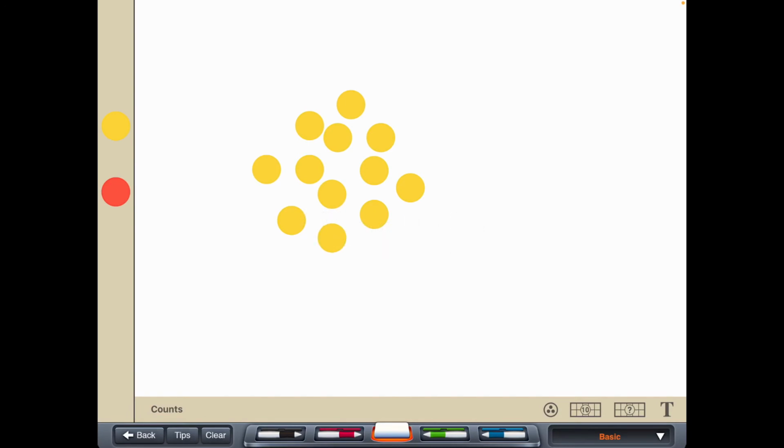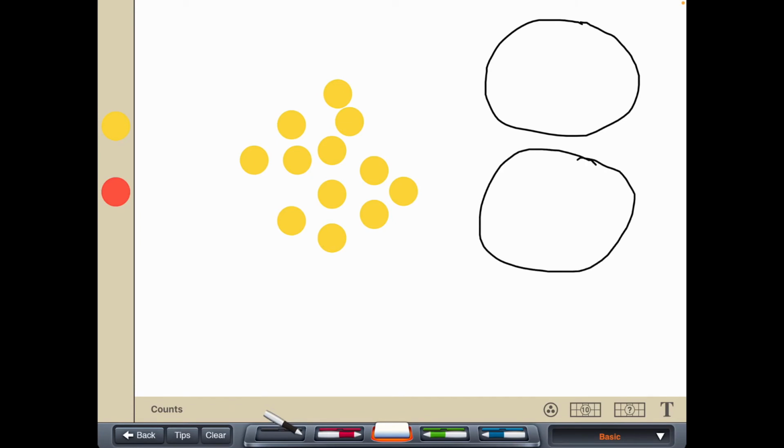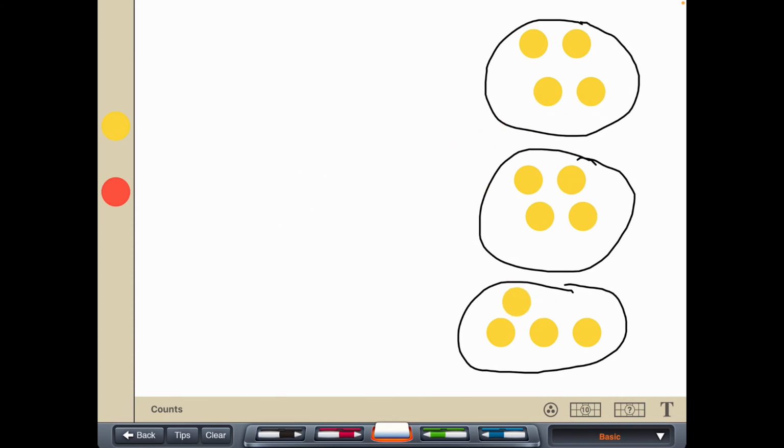Here is our group of counters. Let's see how many we have. We've got 1, 2, 3, 4, 5, 6, 7, 8, 9, 10, 11, 12. And we're going to split this group equally into 3 smaller groups. We're going to split it into thirds. So let's do 3 circles here. This will be our thirds. So we're going to divide this bigger group into these 3 circles. So working systematically, let's put 1 counter into each circle. Okay, there we go. We divided the whole group into 3 equal smaller groups.